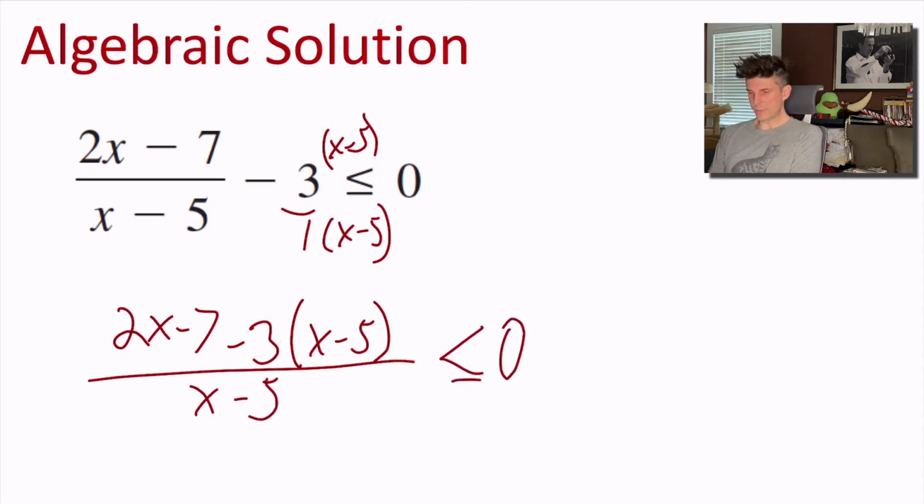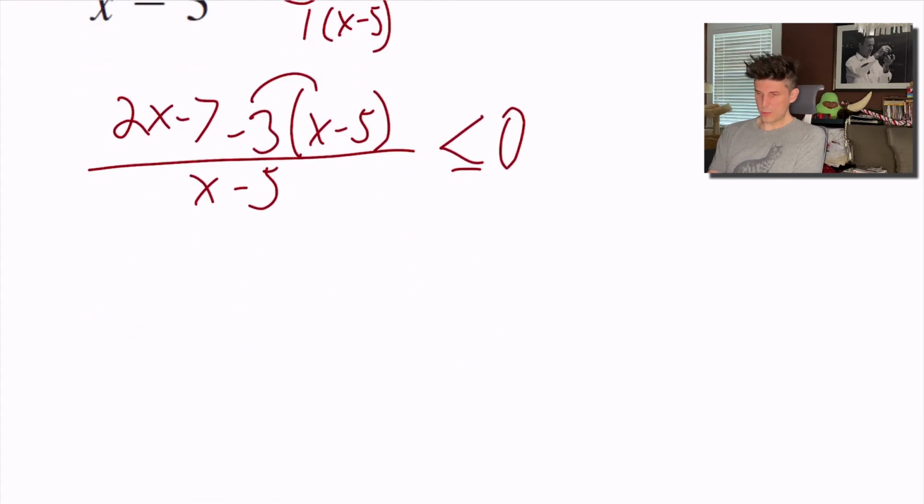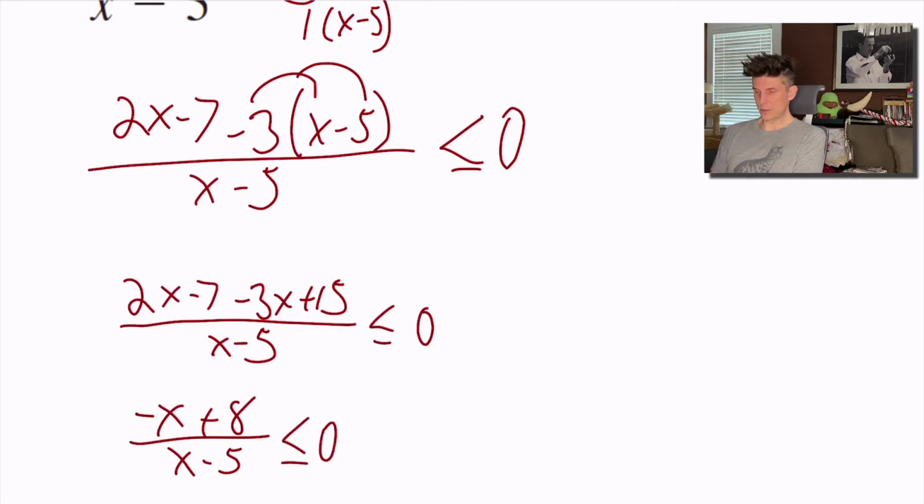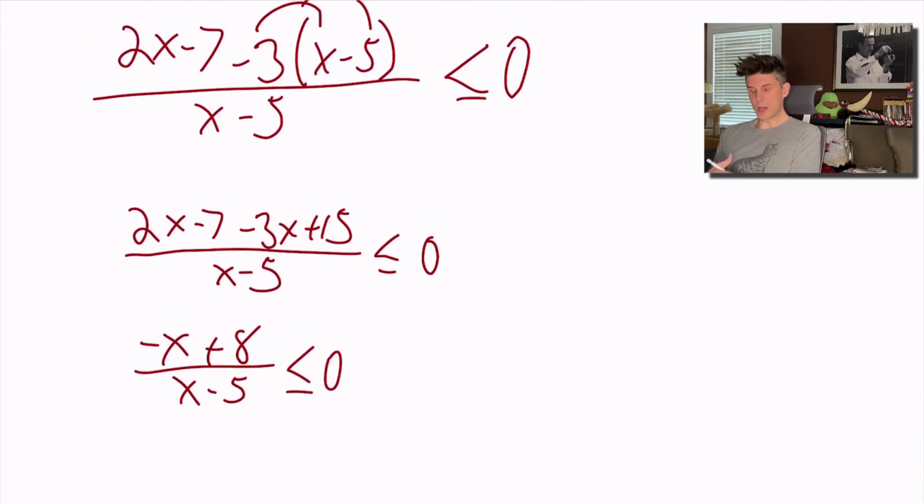And then distribute that -3. Notice I used parentheses, and I'm really emphasizing that you're distributing a -3. So you have 2x minus 7 minus 3x plus 15 all over x minus 5 is less than or equal to 0. Combine like terms, and you get -x plus 8 over x minus 5 is less than or equal to 0. So there you have it.